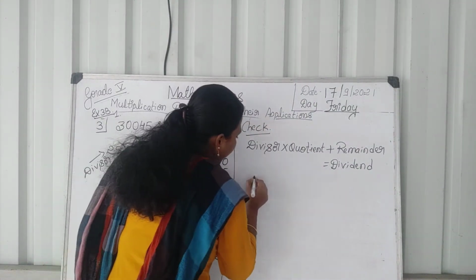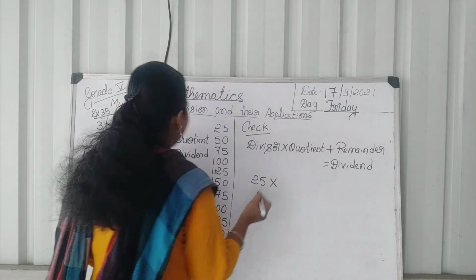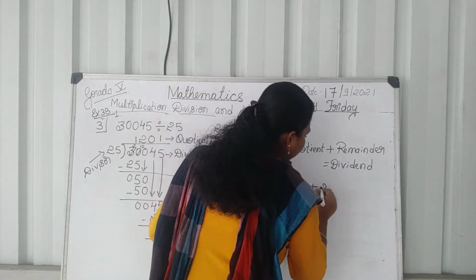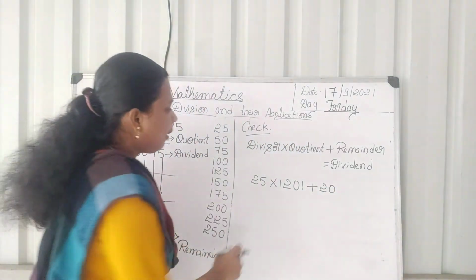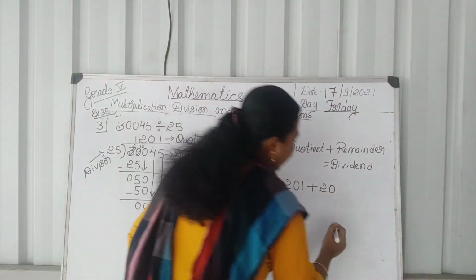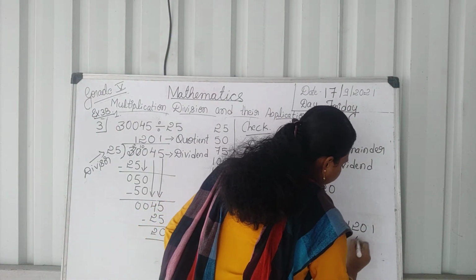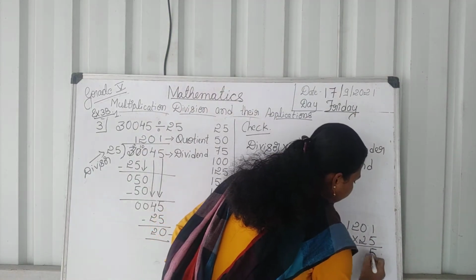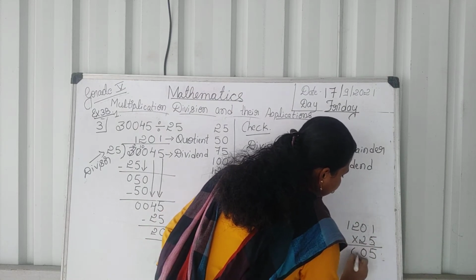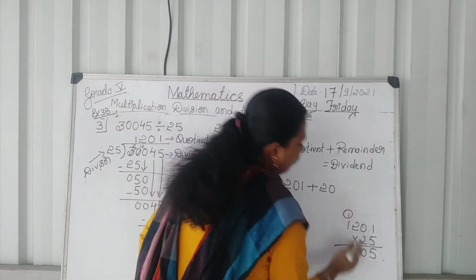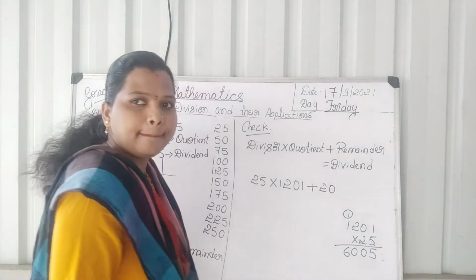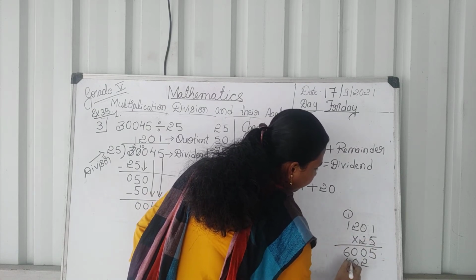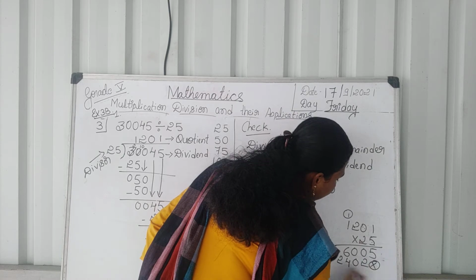Now check it. Here the divisor is 25 multiplied by 1201 plus the remainder, 20. Multiply 1201 with 25. 5 ones are 5. 5 zeros are 0. 5 twos are 10, carry 1. 5 ones are 5, 5 plus 1 is 6. Now 2 ones are 2. 2 zeros are 0. 2 twos are 4. 2 ones are 2. Here we should give the blank space.